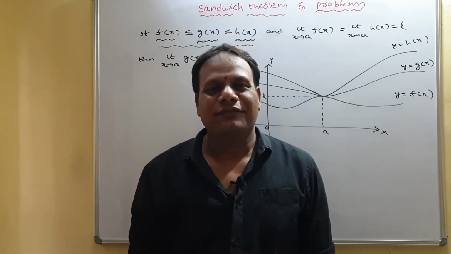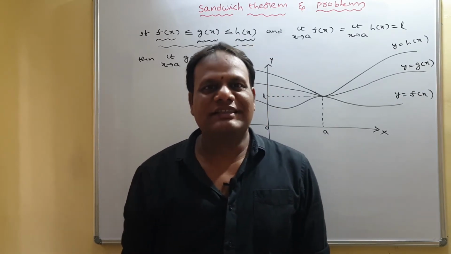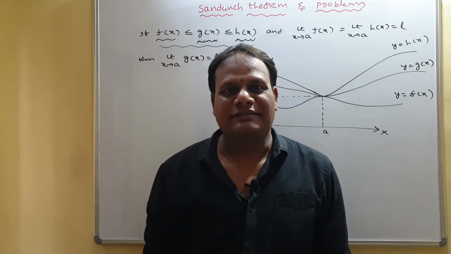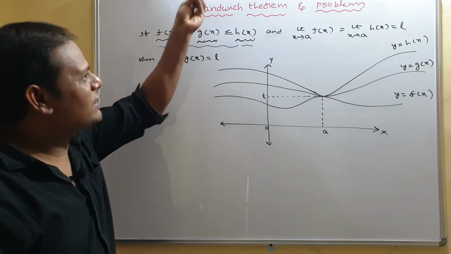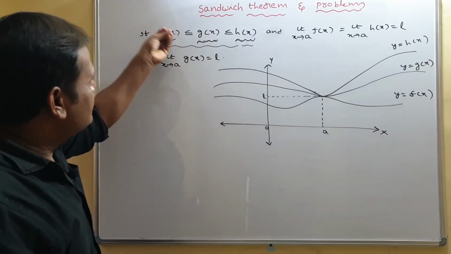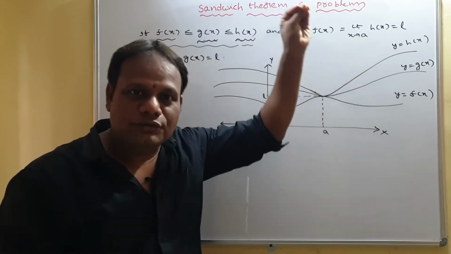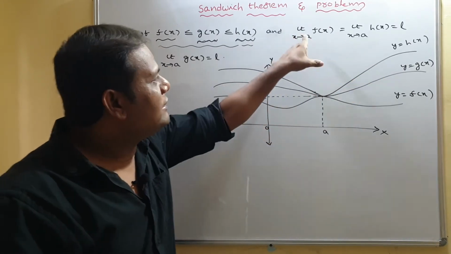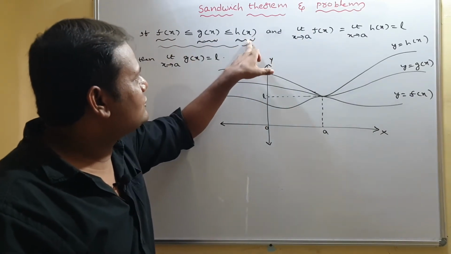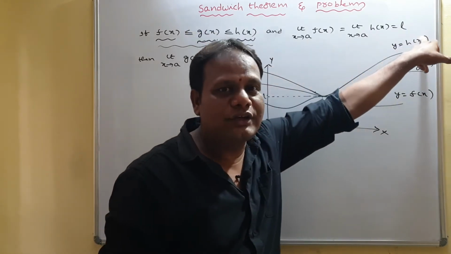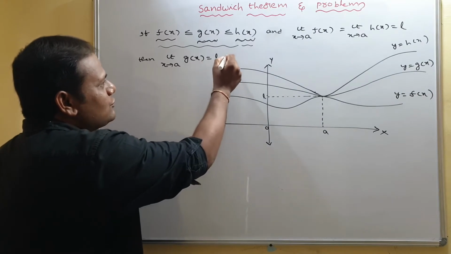In today's class, we are going to discuss the sandwich theorem or squeeze theorem and its applications. Let's get started. The statement for this sandwich theorem is: suppose f of x is less than or equal to g of x, which is less than or equal to h of x, and limit x tends to a f of x is equal to limit x tends to a h of x is equal to L, then limit x tends to a g of x is also L.